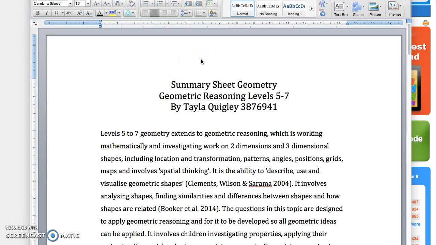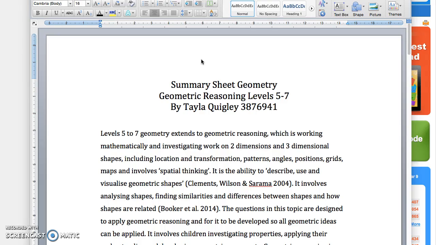So levels 5 to 7 in geometry extends to geometric reasoning, so that's working mathematically and investigating work on 2D and 3D shapes. So it involves analysing shapes, finding the similarities and differences between them, and how they are related.